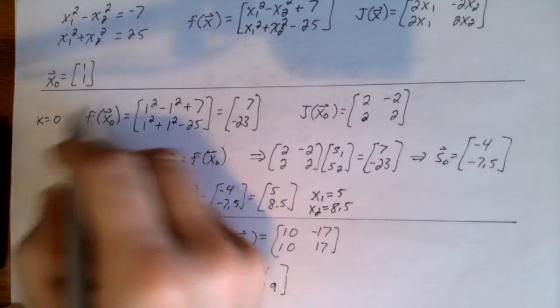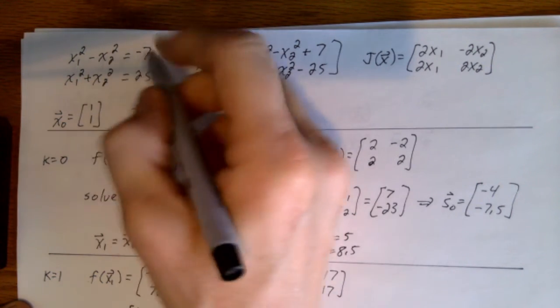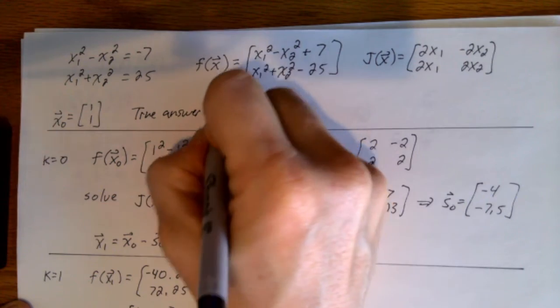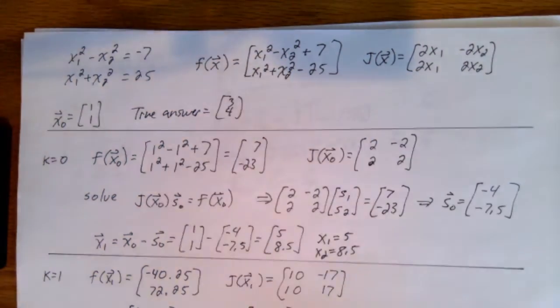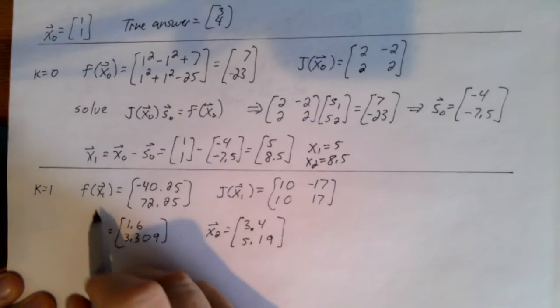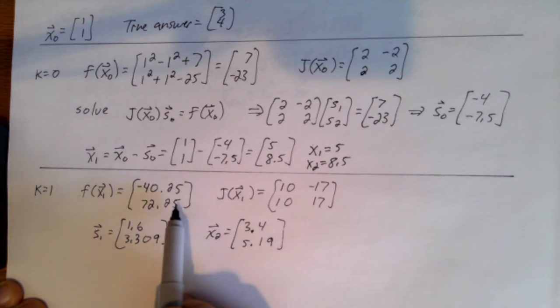I can tell you that when I created the problem, the true answer that I used to make this up was 3 and 4. So this is not a very good guess. So we would repeat. And now we use x sub 1 in there. So we would get this for the initial vector for that.